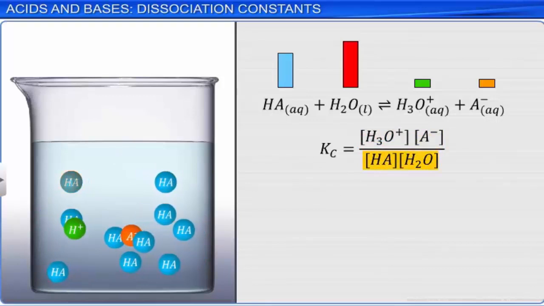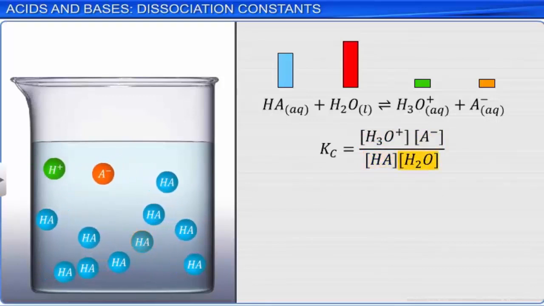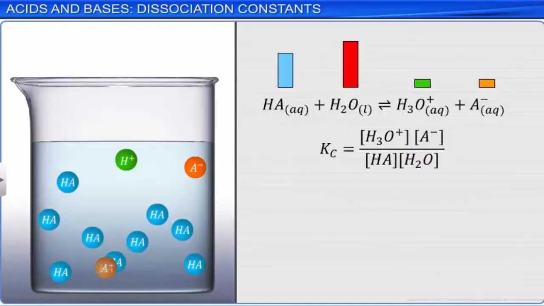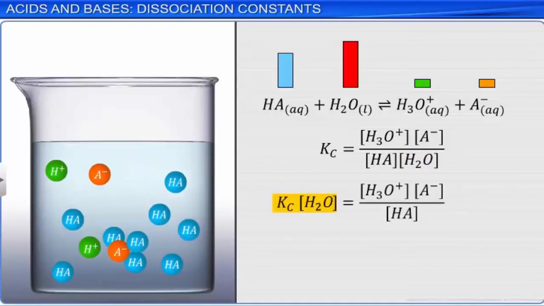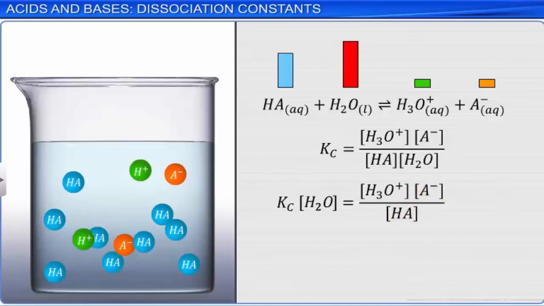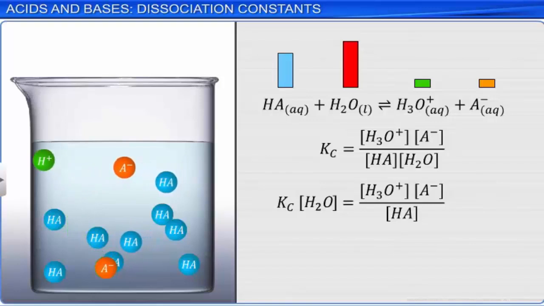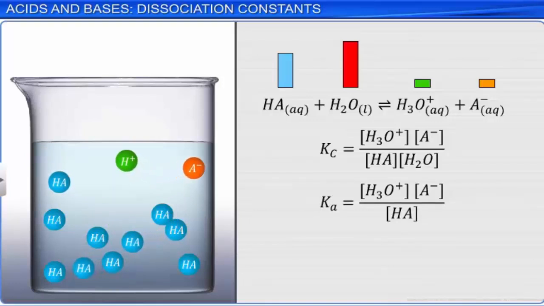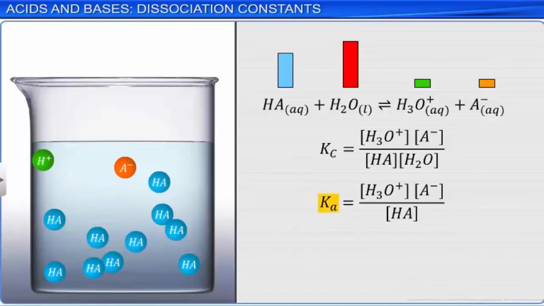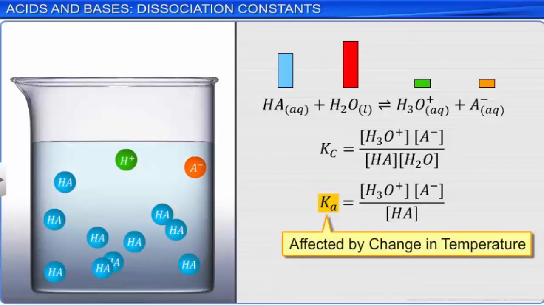As the concentration of water does not change, it can be taken as constant. Hence, it may be written as Kc into [H2O] is equal to the product of concentration of H3O+ and A- ions, divided by the concentration of HA. Since Kc and concentration of water both are constants, their product is also constant, and it can be taken as Ka, that is, Ka is the dissociation constant of weak acid. As the dissociation constant is the equilibrium constant, it is affected only by a change in temperature and not by a change in concentration.